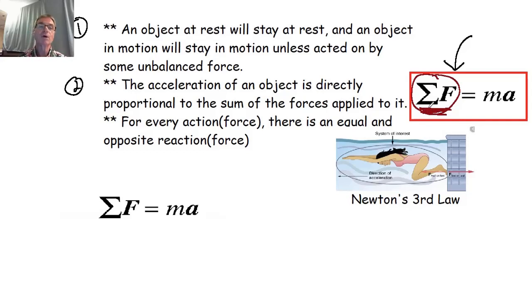Okay, so we could potentially have two of these equations, one in the x dimension, one in the y dimension. It says the acceleration of an object is directly proportional to the sum of the forces applied to it. So on the left-hand side, we take the sum of all the forces. That's what this funny symbol is here. The sum of the forces equals the mass of the object, and we're going to assume that the mass doesn't change, times its acceleration.